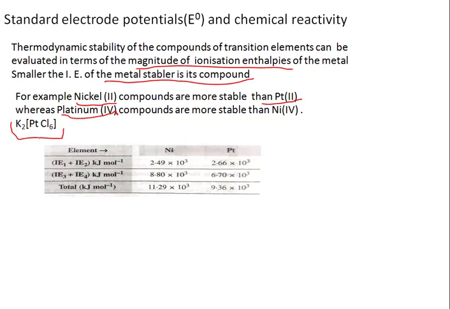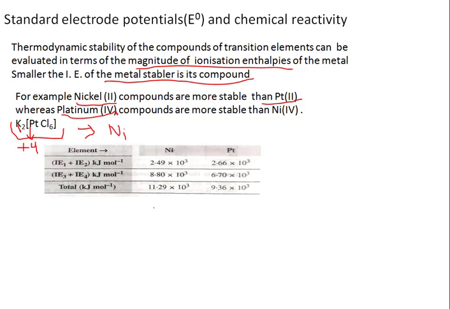Yes, this compound is a complex compound and we name it as potassium hexachlorido platinate 2. So this is a compound of platinum in +4 oxidation state. So platinum in this case is in +4 oxidation state, whereas no such compound of nickel is found in +4 oxidation state. Okay, so now how can we analyze this?